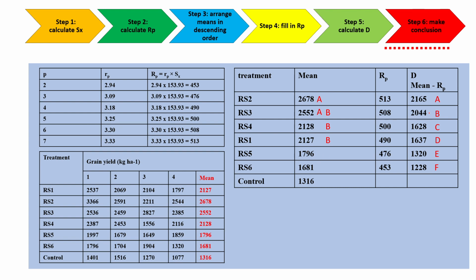1796 larger than B? No. Then you may stop here. Okay? So let's move to C. 2128 compared to 1628. Yes, larger than C.